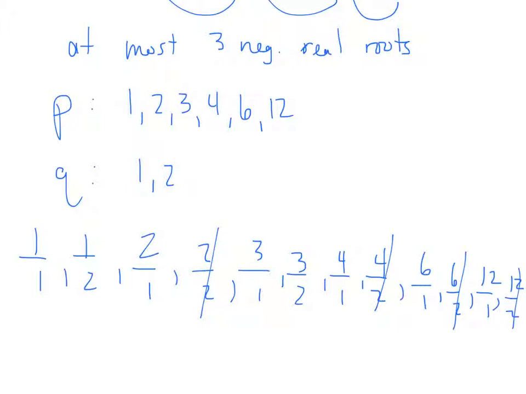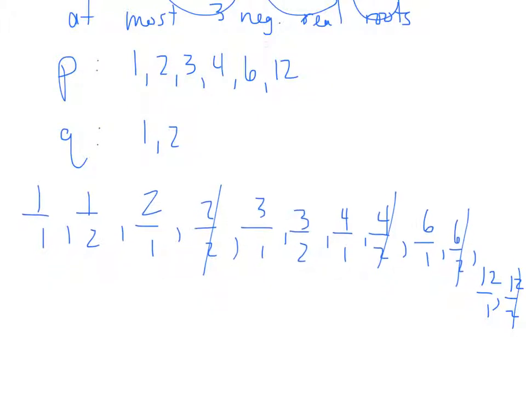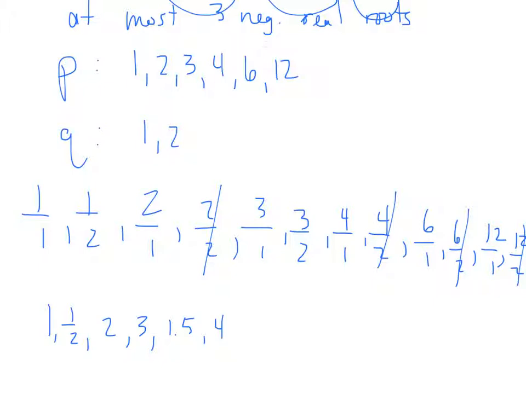So it looks like I've got the following values as possibilities. Simplifying, we've got 1, 1/2, 2, 3, 1.5, 4, 6, and 12. So what might you do? These are plus or minus all these. What might you do in a situation like this?